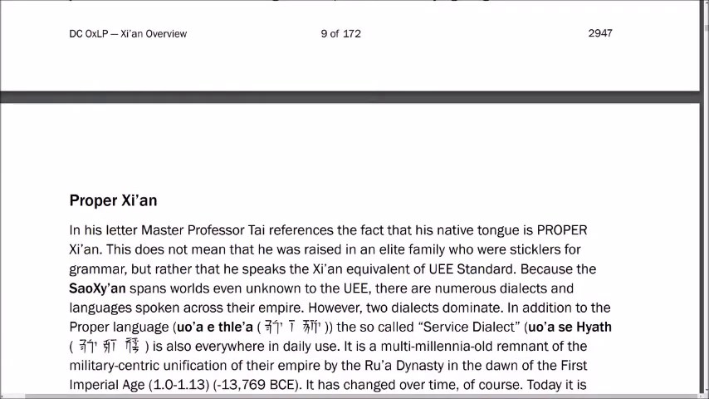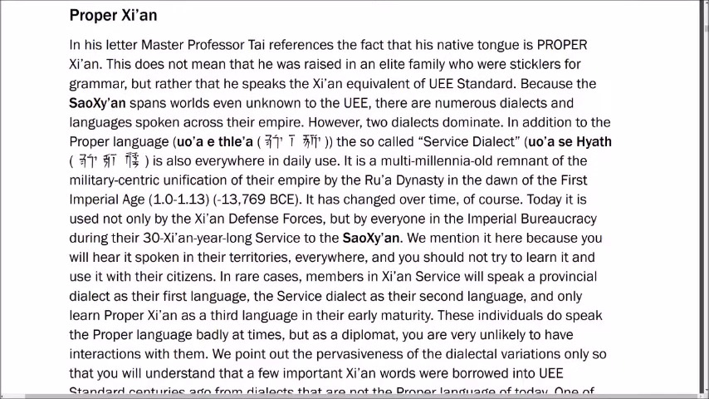Xi'an Overview, 9 of 172-2947. Proper Xi'an. In his letter, Master Professor Tai references the fact that his native tongue is proper Xi'an. This does not mean that he was raised in an elite family who were sticklers for grammar, but rather that he speaks the Xi'an equivalent of UEE standard. Because the Xi'an spans worlds even unknown to the UEE, there are numerous dialects and languages spoken across their empire.